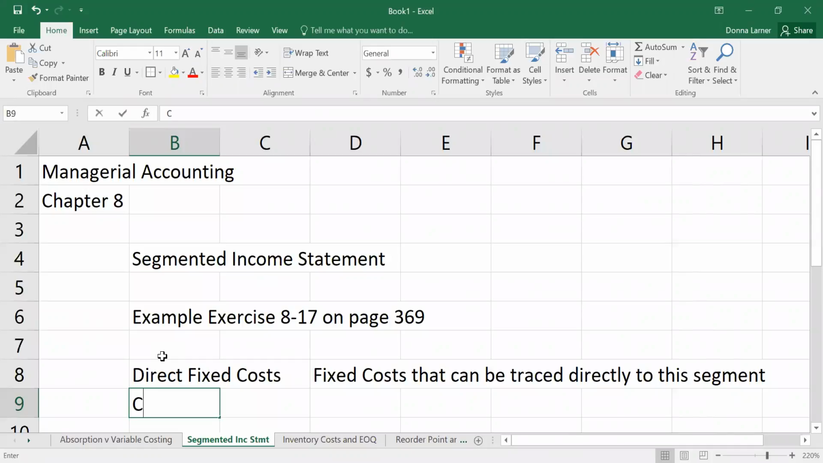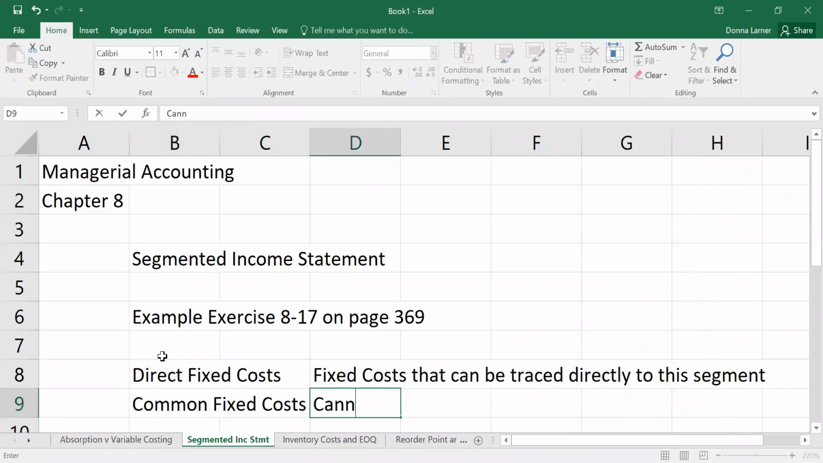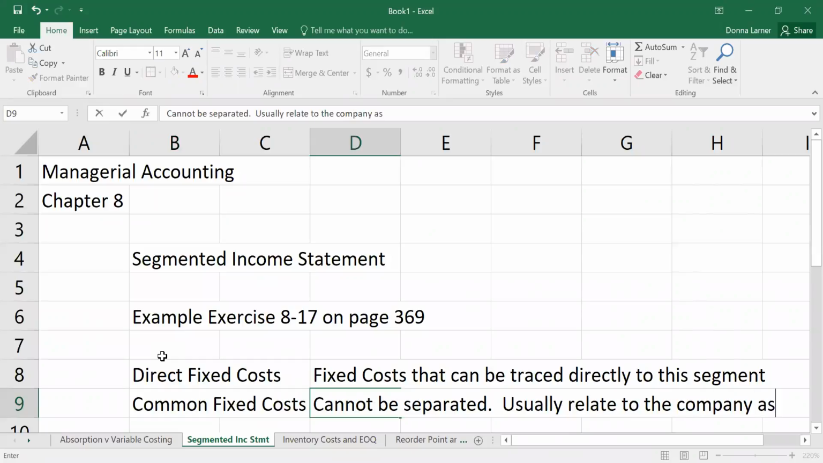The other thought, the opposite, would be common fixed costs. These cannot be separated. They usually relate to the company as a whole.